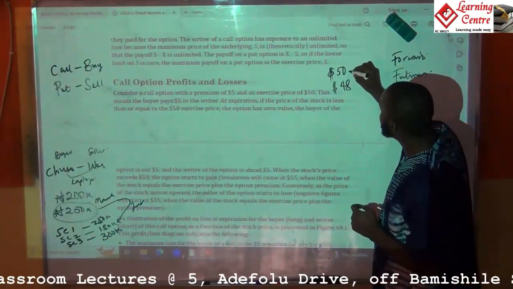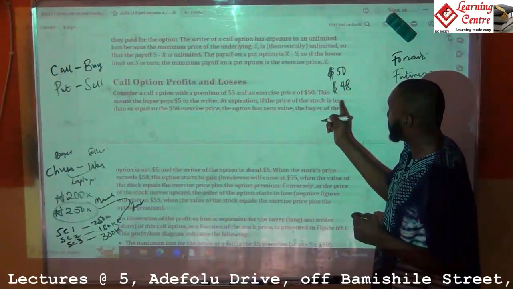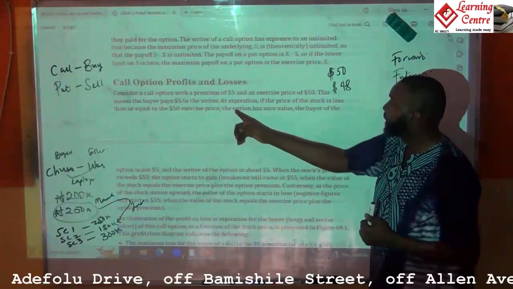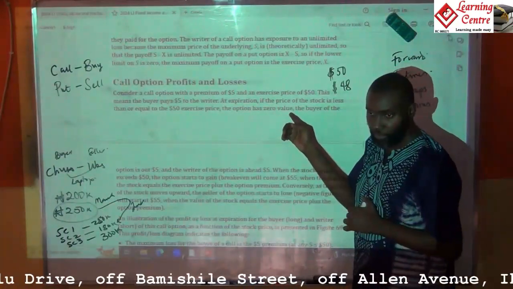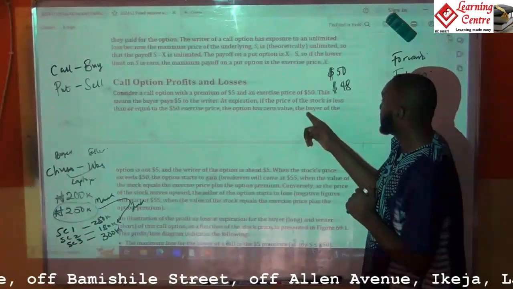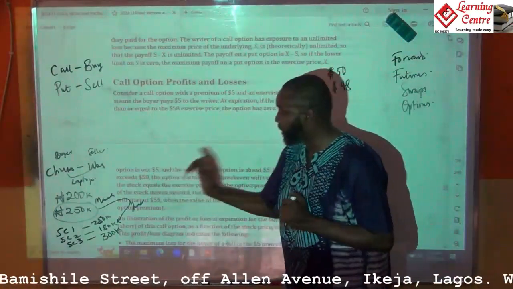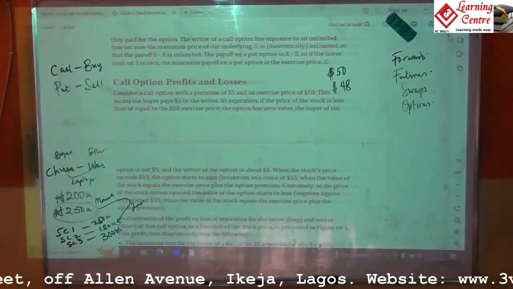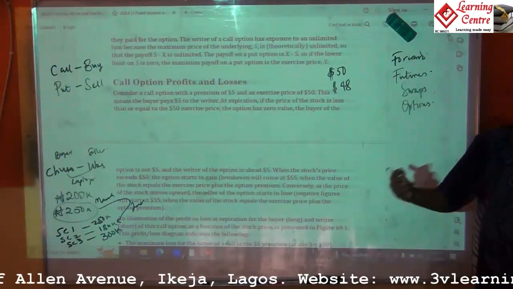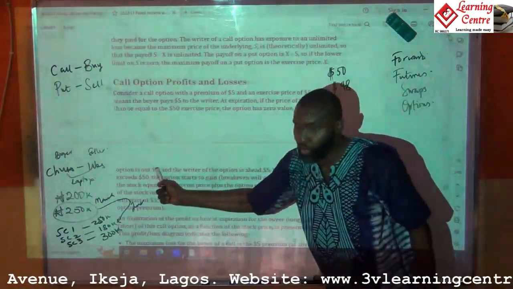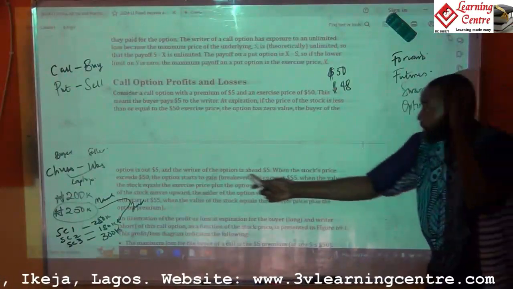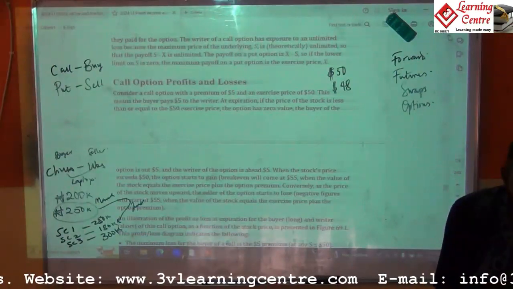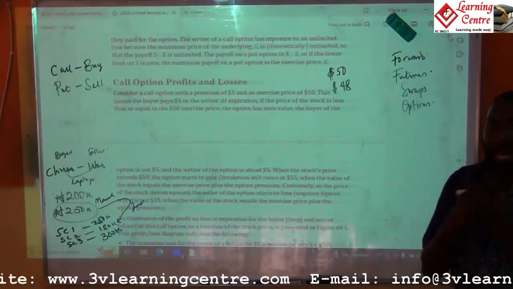Now, in this case, if the price of the stock is less than or equal to $50, the option has zero value. Meaning you are not gaining with that option. The buyer of the option is out $5. Meaning the buyer will just say, I'm not doing it, let me go and buy from the market. But that $5 I've dropped is gone. That's what it means that the buyer is out of $5. Now, the writer of the option is ahead by $5. So the person I got the option from has gained $5. I have lost $5.